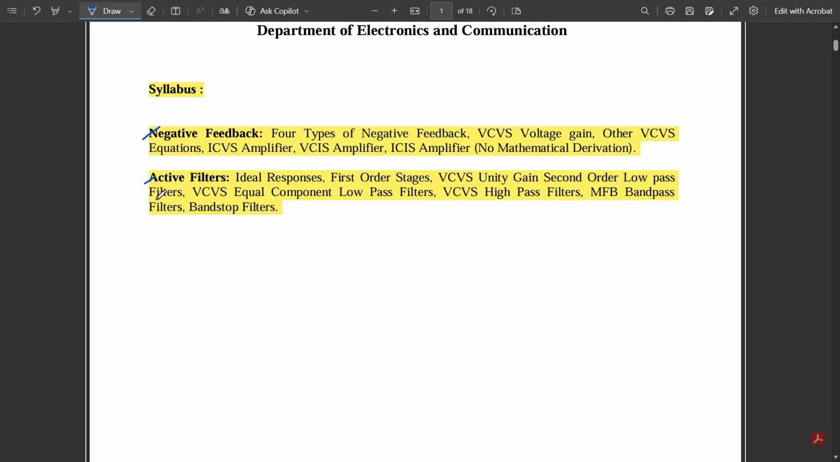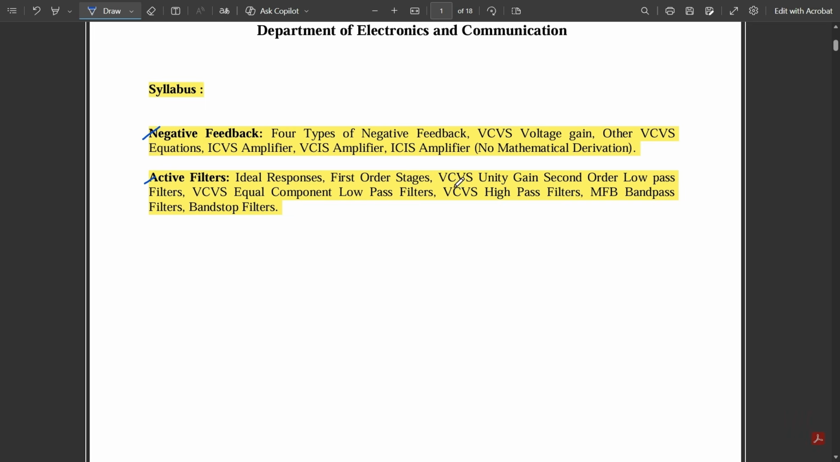Now in the second part we are discussing some of the active filters. Some of the filter circuits we have are in both the order stages, the first order as well as the second order stages. Initially we are going to see the ideal response of filters, how the filters are generated with respect to their ideal response. Then we see some of the first order stage filters, that is the low pass filter, high pass filter, band pass filter, and band stop filter. Everything we are going to be discussing.